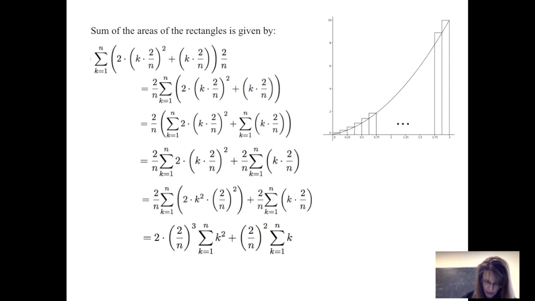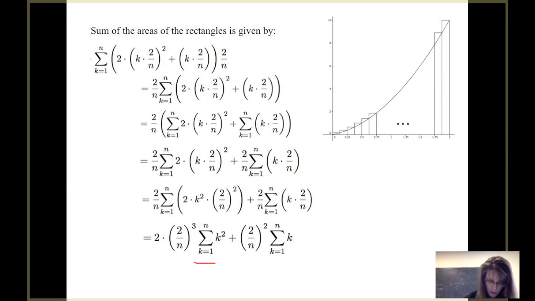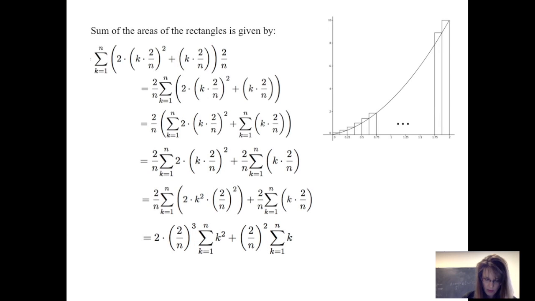And I've got 2 times (2 over n) cubed times the sum of k squared, k going from 1 to n, plus 2 over n squared times the sum of k going from 1 to n. And at this point, I see that I've got the same expressions as what we had when looking at the sum of k going from 1 to n, and the sum of k squared as k goes from 1 to n. So I'm going to make a substitution.